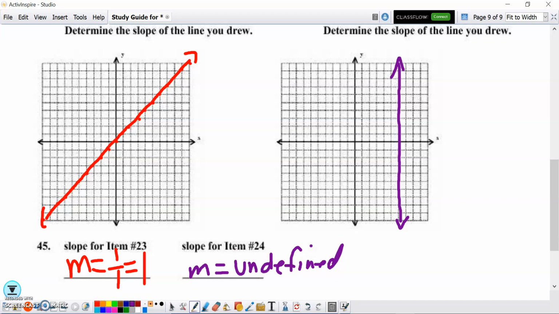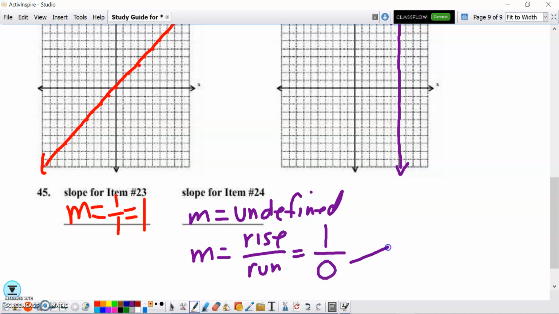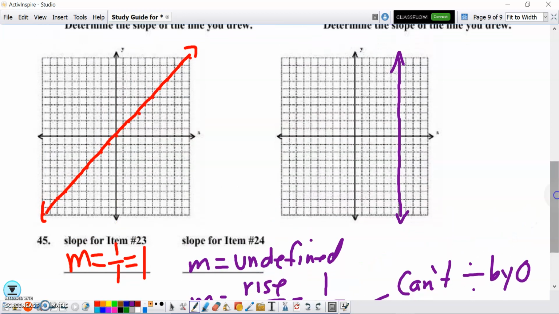The reason it is undefined is because you have a rise. The rise could be anything. Okay, the rise could be just 1, or it could be 10, or it could be 100, whatever. The rise could be any number, but the run is 0, and you cannot divide by 0. So we say the vertical line, the slope is undefined.